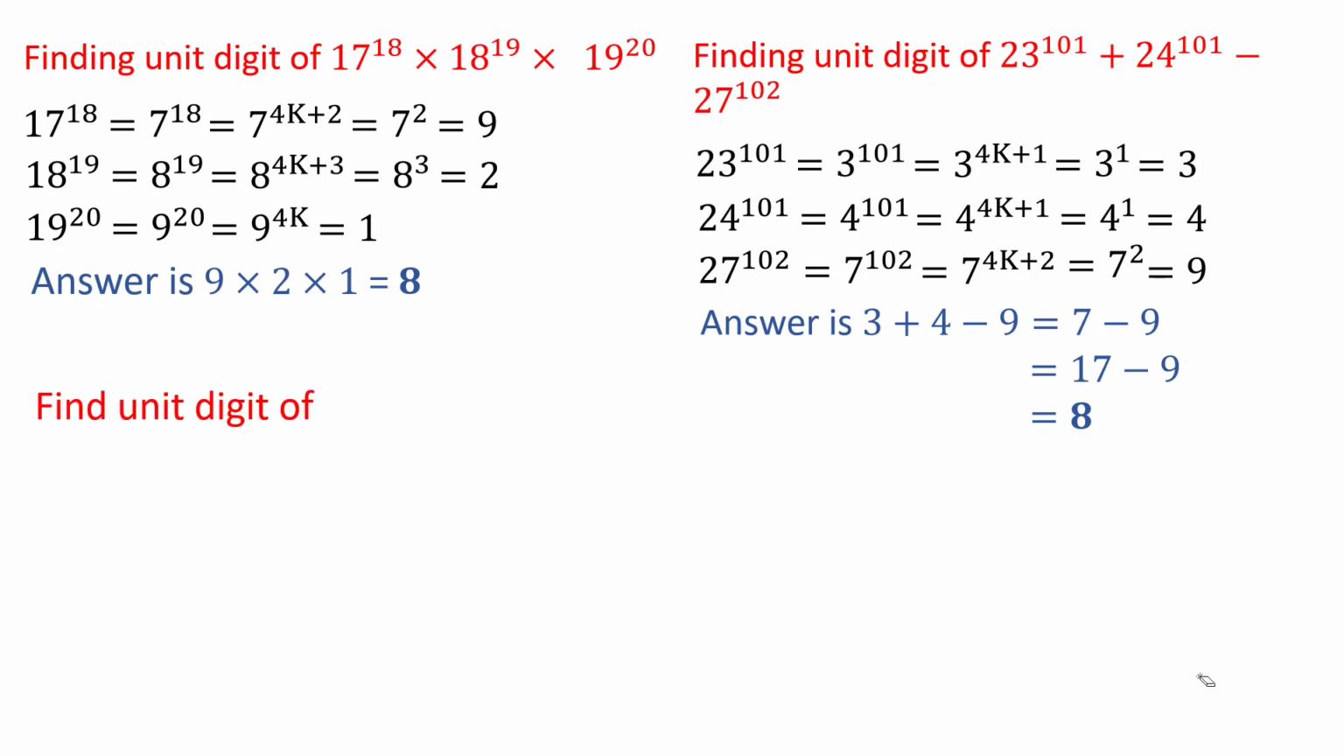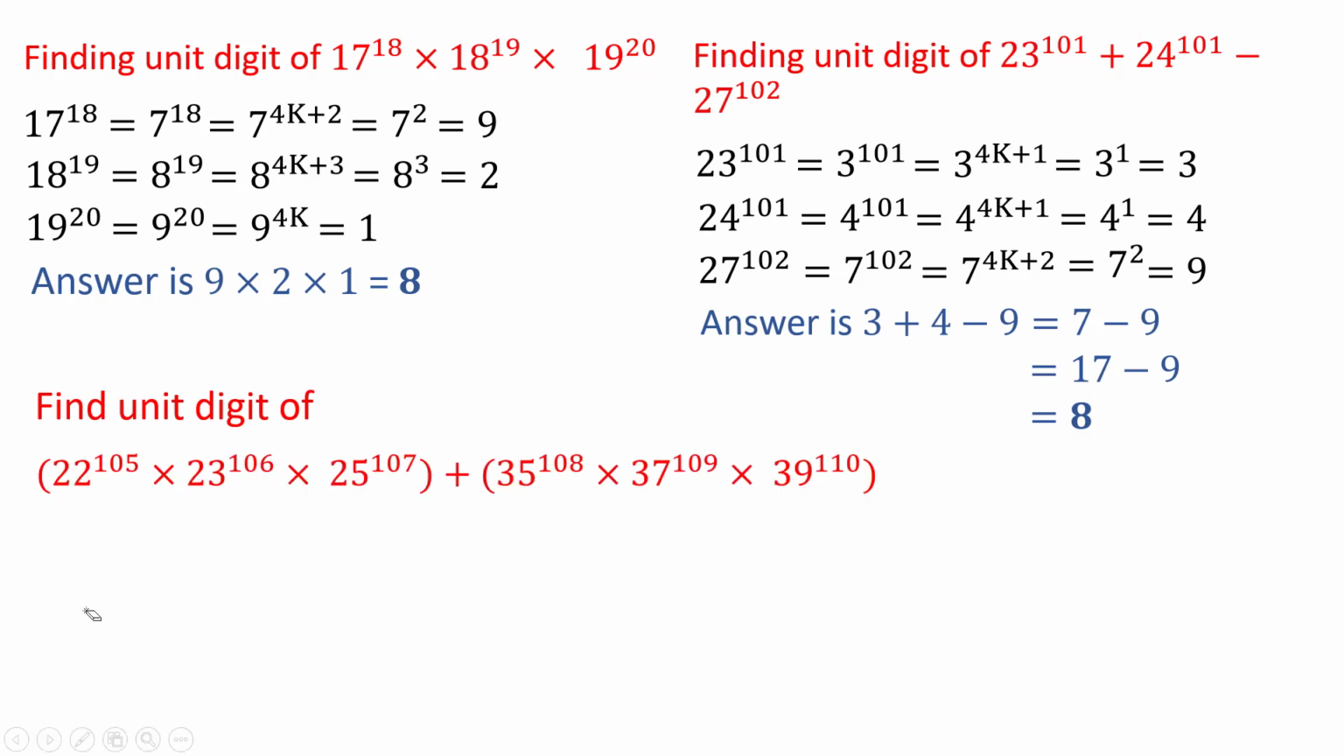After this, let's have a look at the next example. Find the unit digit of the given expression. This is the expression which is given here. Now the first method is to find the unit digit of each and every term, then multiply and then add, and you will get the answer.